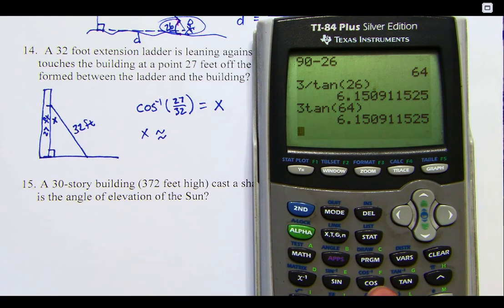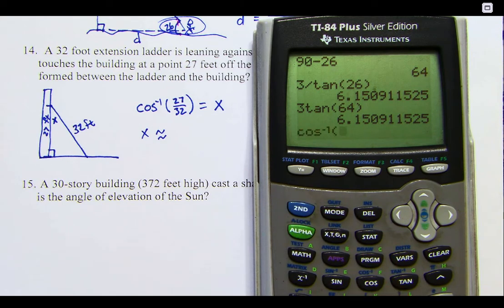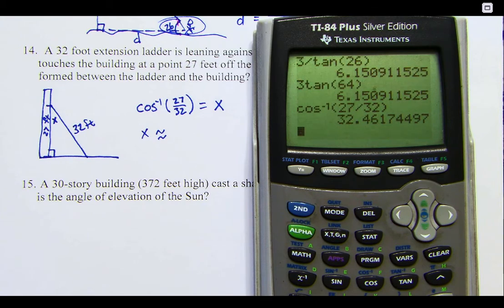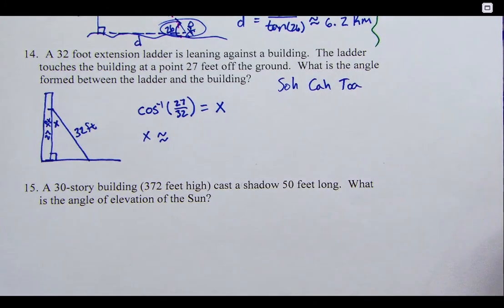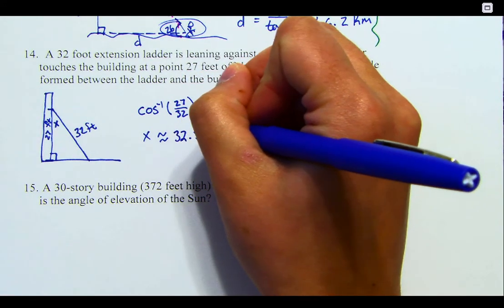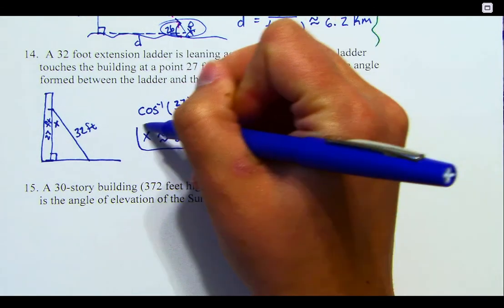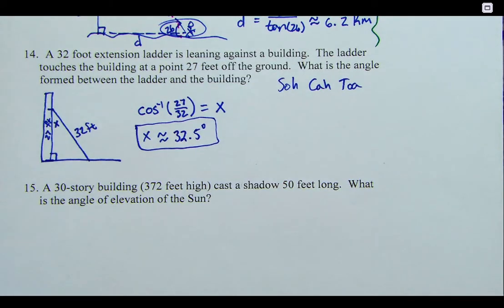And then to get to the inverse, so here's cosine. I need the inverse though, so since it's above, I have to press the second key and then cosine to get the inverse. And then 27 divided by 32. So if we round that, it'll be 32.5 degrees. Now again, make sure that we are labeling with that degree symbol, so that way we know we're talking about an angle instead of a length of a side.